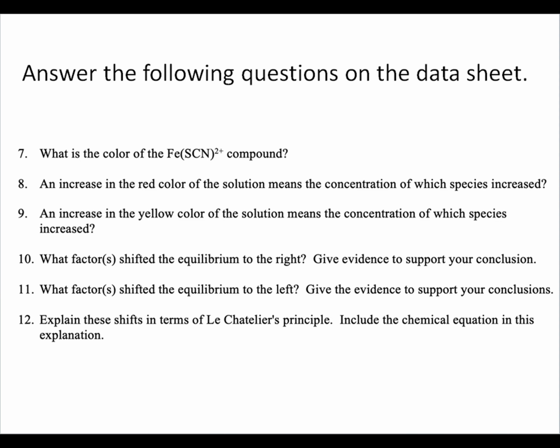Now you're going to go ahead and answer the following questions on the data sheet. Number 7, what is the color of the iron thiocyanate compound? Number 8, an increase in the red color of the solution means the concentration of which species increased? Number 9, an increase in the yellow color of the solution means the concentration of which species increased? Number 10, what factor or factors shifted the equilibrium to the right? Give evidence to support your conclusion. Number 11, what factor or factors shifted the equilibrium to the left? Give evidence to support your conclusions. And number 12, explain these shifts in terms of Le Chatelier's principle. Include the chemical equation in this explanation.